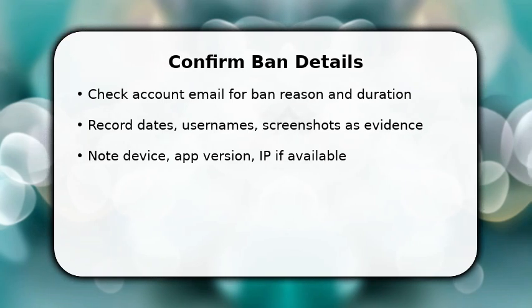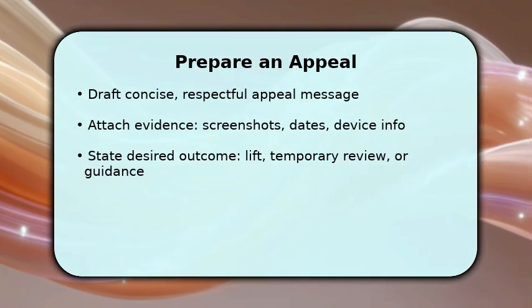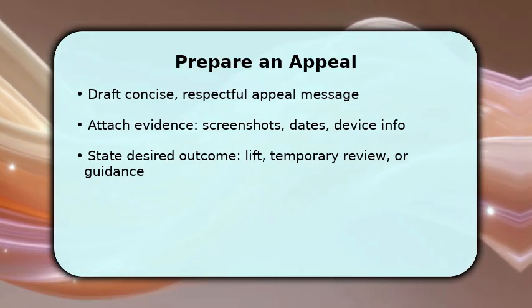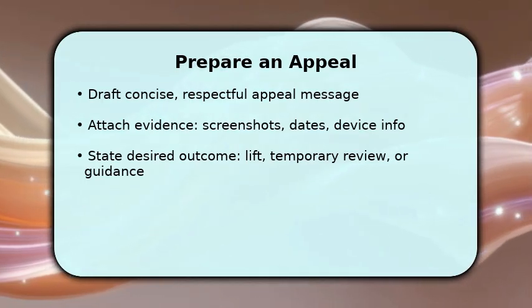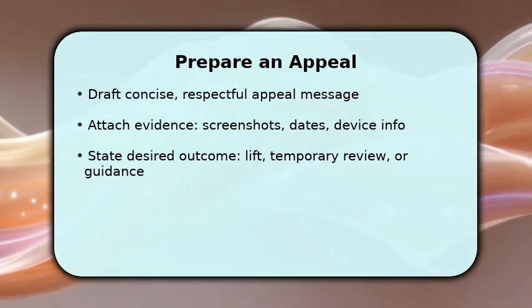Next, prepare a clear appeal that explains what happened and why you believe the ban should be reviewed. Be concise and respectful. Long rants reduce credibility. Attach your documented evidence and state the resolution you want, lifting the ban or a review. Explain any mitigating context without admitting to intentional violations.